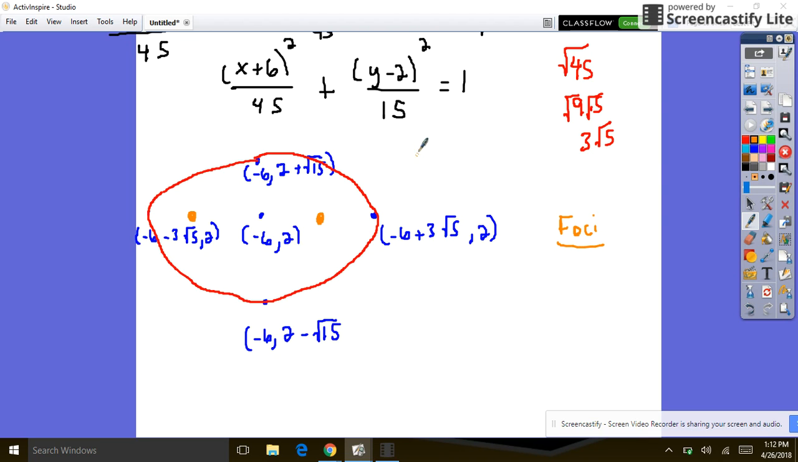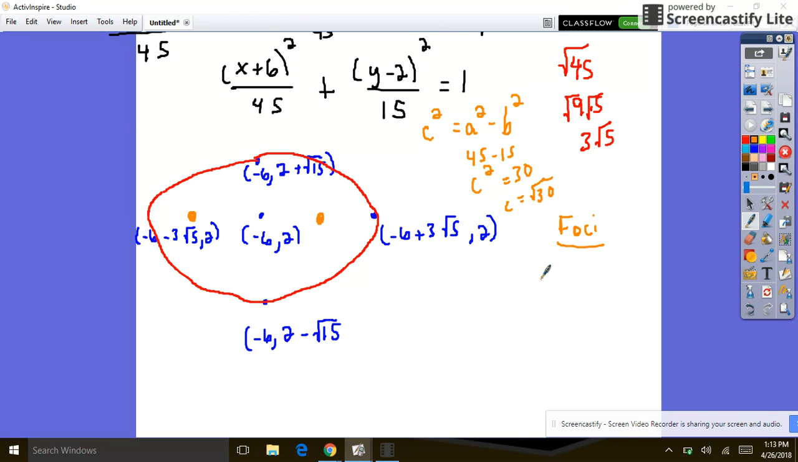And I got to use my formula, c squared equals a squared minus b squared, which is 45 minus 15, which is 30. So c is equal to square root of 30. Can 30 break down? Nope. It's just 2 times 15. 15 is 3 times 5. So nope. So now from the middle, we just go right square root of 30 and left square root of 30.